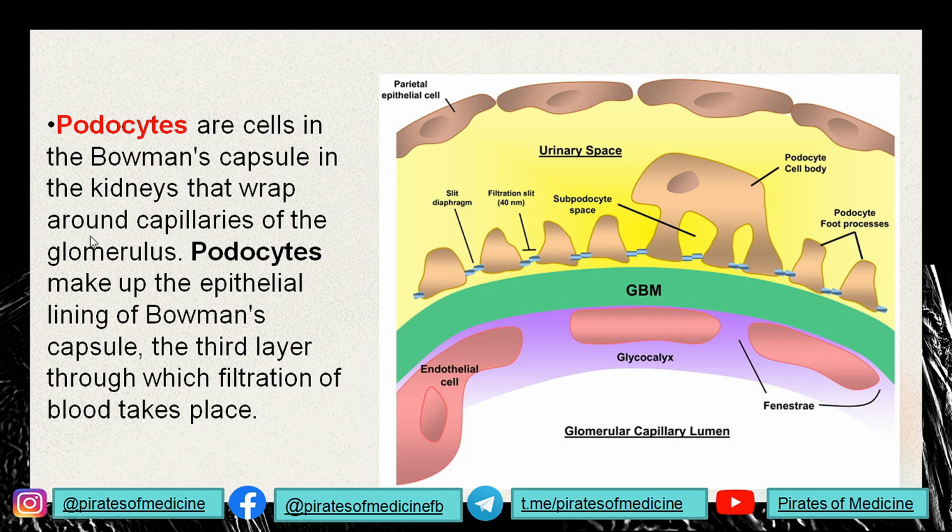So the last cells are the podocytes. Podocytes are the cells in the Bowman capsule in the kidneys that wrap around the capillaries of the glomerulus. Podocytes make up the epithelial lining of the Bowman's capsule, the third layer through which the filtration of the blood takes place. So you can see these are the various podocytes and they are a part of the filtration membrane.